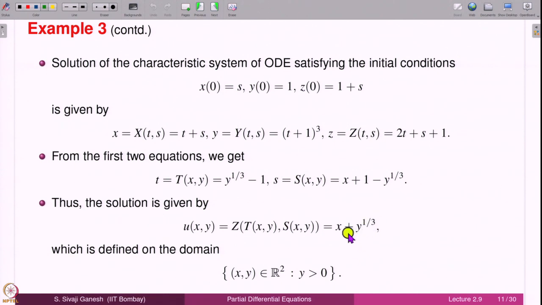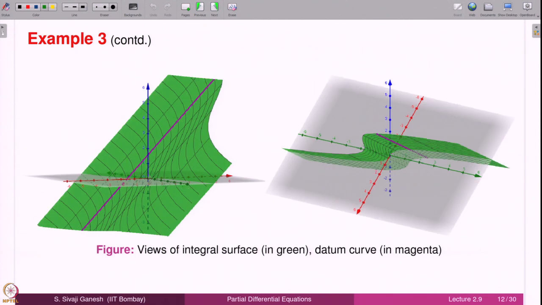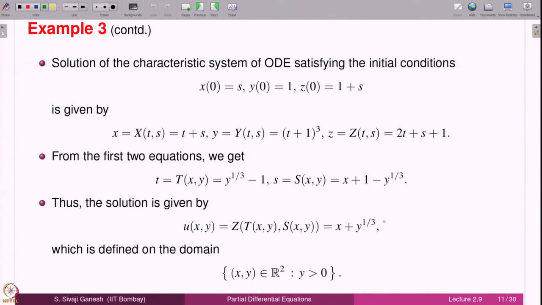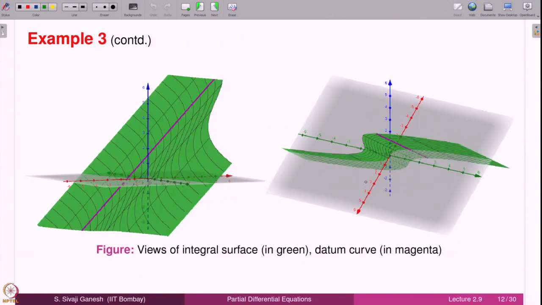But the problem here is that it is not differentiable at y equal to 0. So we have to choose either y positive or y negative. We have chosen y positive, and these are the views of the integral surface with the different orientations. Remember always the axis, red is x, green is y, and the blue is z axis. So you see that some steepening is happening here around y equal to 0, it should happen, right? Because y power 1 by 3 is there, it is not differentiable, so something should be reflected in the picture.